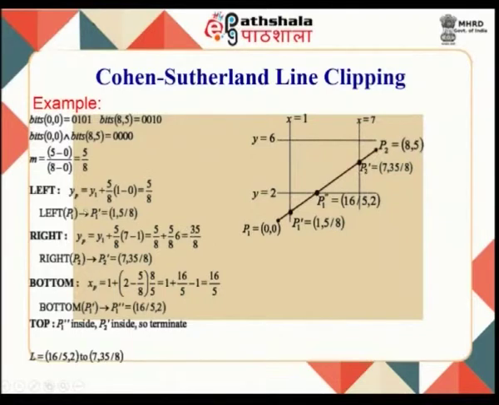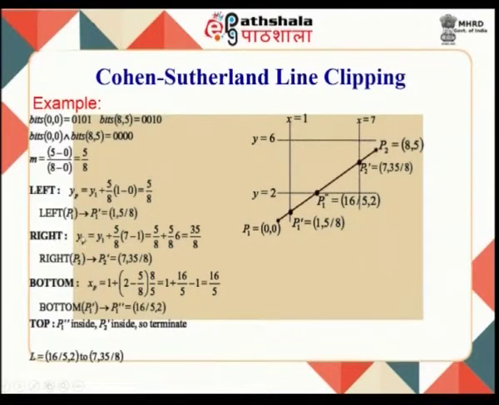The y coordinate of the point of intersection with the left boundary is given by the equation we used before: y is equal to y1 plus m into x minus x1. So, y is y1 plus 5 by 8 into 1 minus 0, which is 5 by 8. So, P1 dashed is the first intersection with the left boundary, whose coordinates are 1 comma 5 by 8.